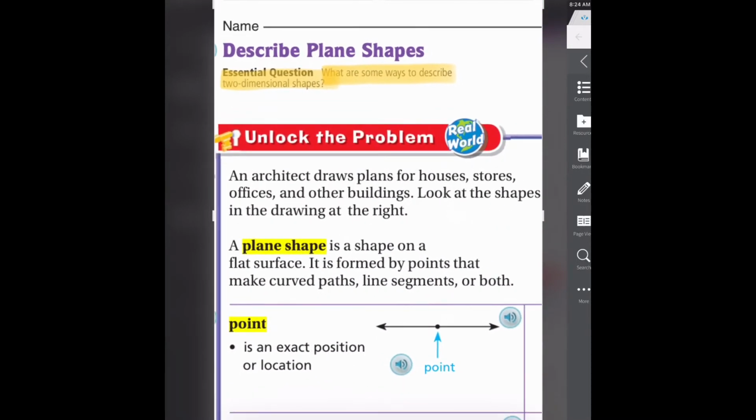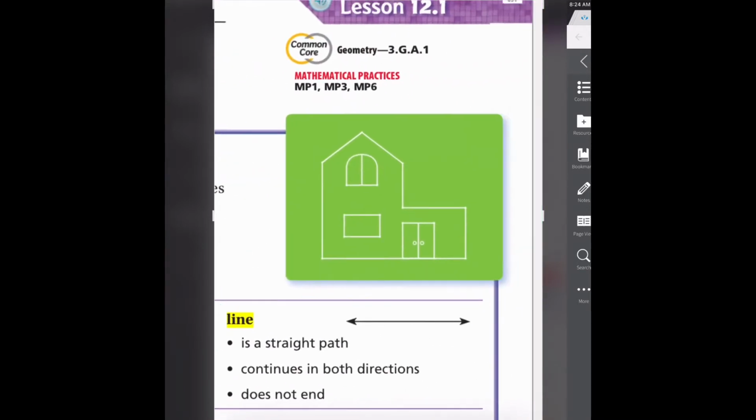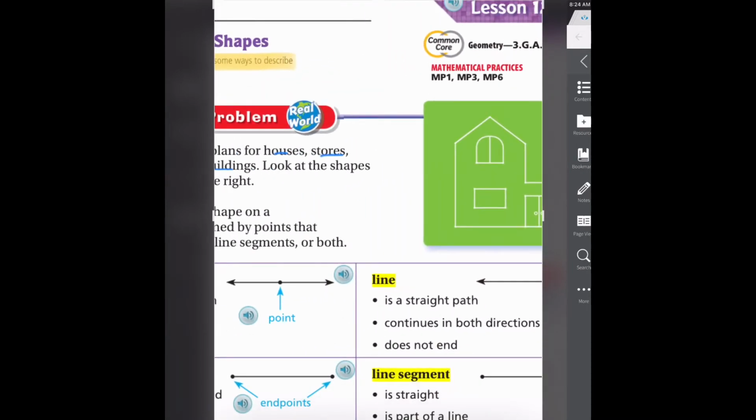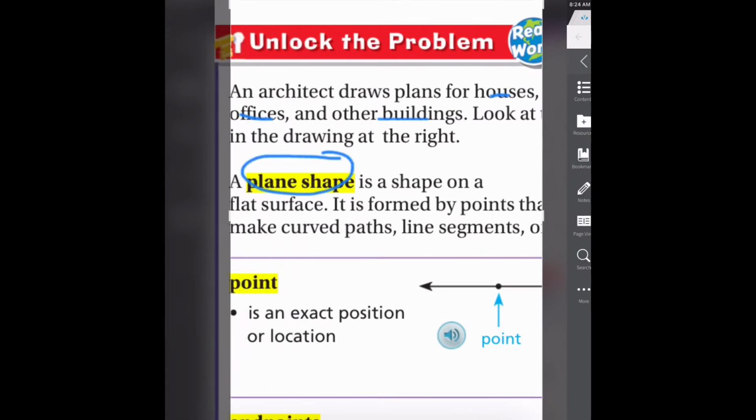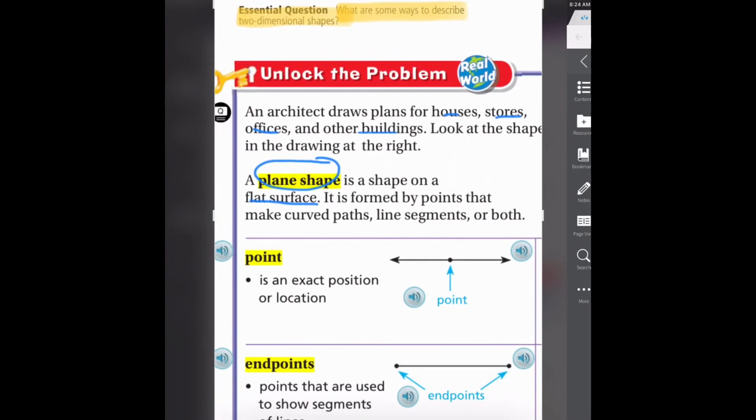It says an architect draws plans for houses, stores, offices, and other buildings. Look at the shapes in the drawing at the right. So we'll check these out. We've got lots of shapes built into this house, and we're going to try to describe them. It says a plane shape is a shape on a flat surface. It is formed by points that make curved paths, line segments, or both.